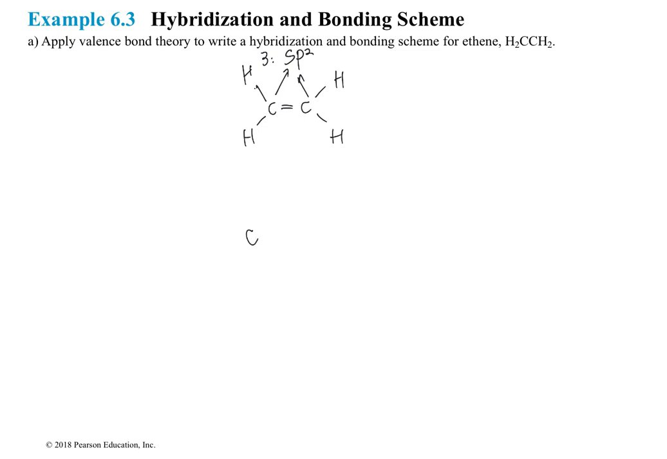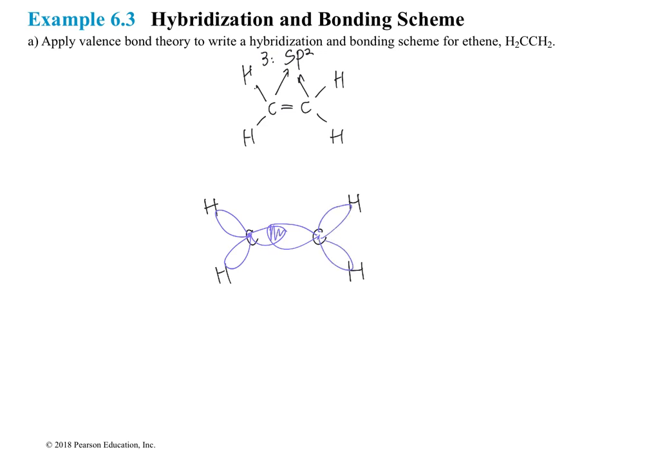So let's start with our carbons, then our hydrogens. We know that it's going to be trigonal planar because there's 3 groups, so we can draw them at that 120-degree angle. So starting with carbons, sp2 orbitals. So here's sp2, sp2, sp2, sp2, sp2, sp2.